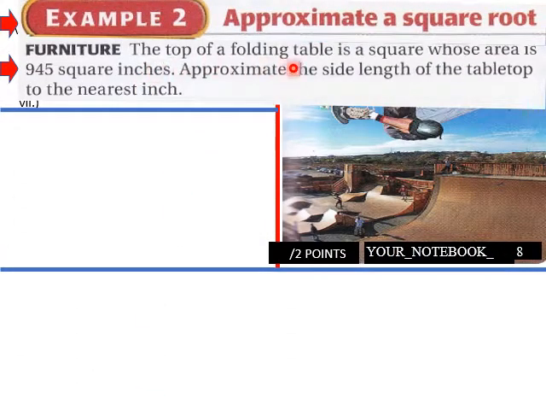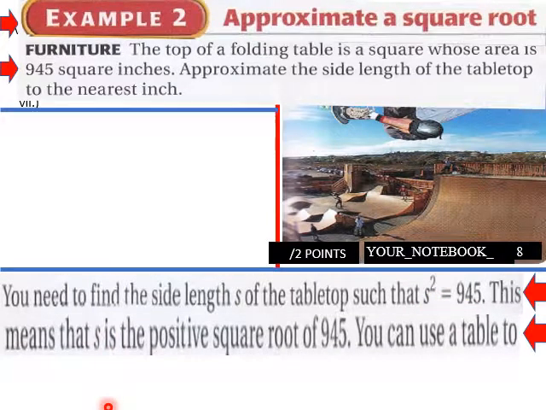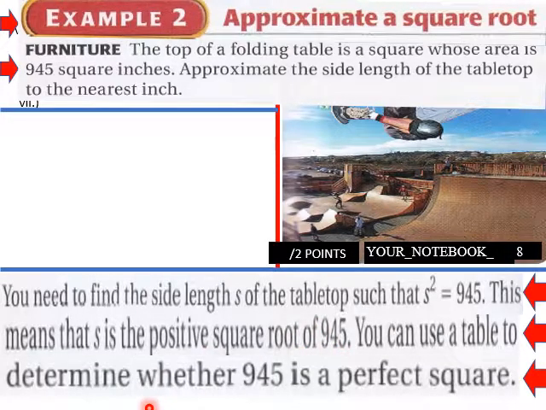The top of a folding table is a square whose area is 945. Approximate the side length of the tabletop to the nearest inch. You need to find the side length s of the tabletop such that s squared equals 945. This means that s is a positive square root of 945. You can use a table to determine whether 945 is a perfect square.